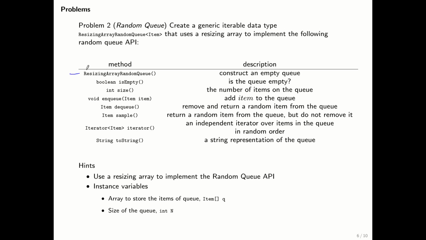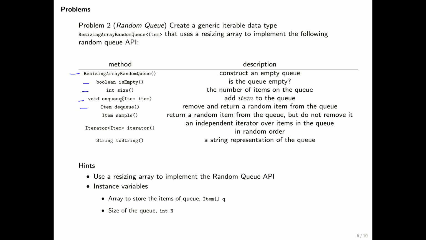It has a constructor that builds an empty queue. It has the method isEmpty to test whether or not the queue is empty. It has a size method that returns the number of elements in the queue. There is the enqueue method that takes a generic item and adds it to the queue. And then there is the dequeue method that simply returns an item from the queue, but notice that it removes and returns a random item from the queue. All right, and hence this data type is called a random queue.